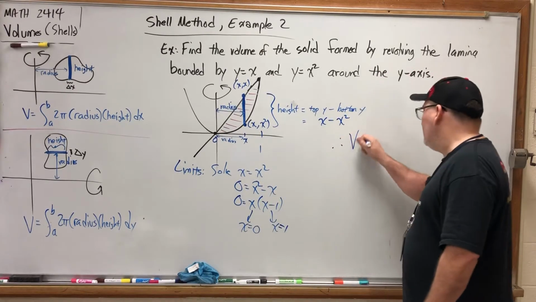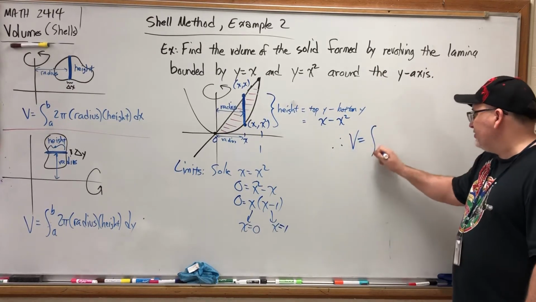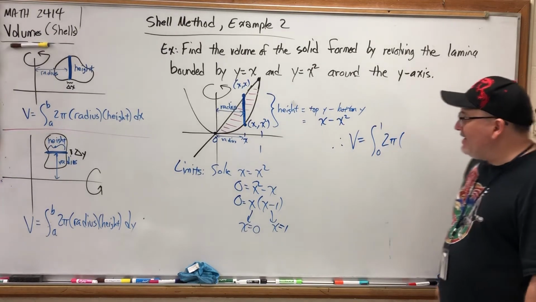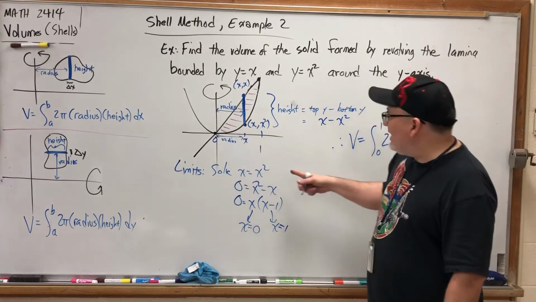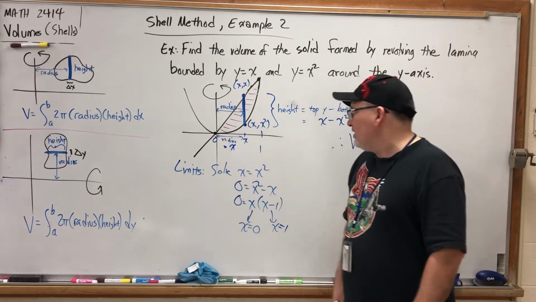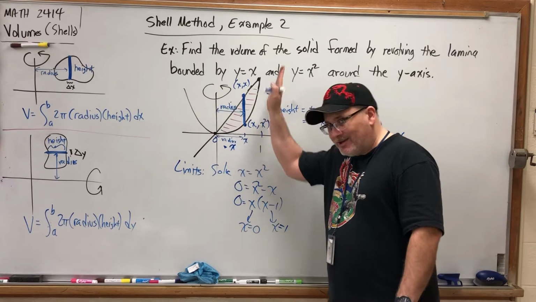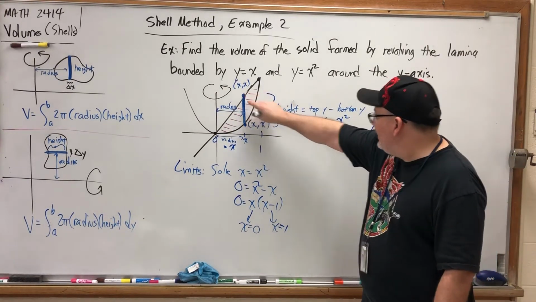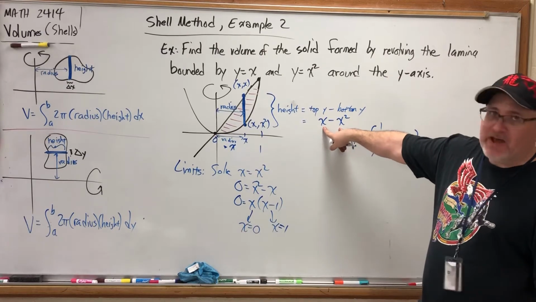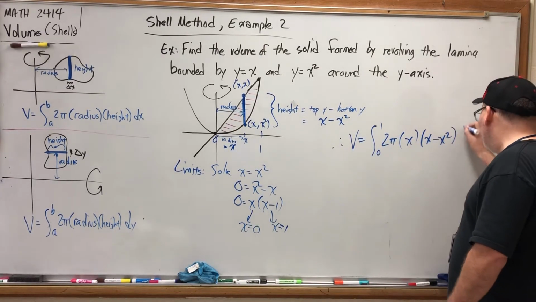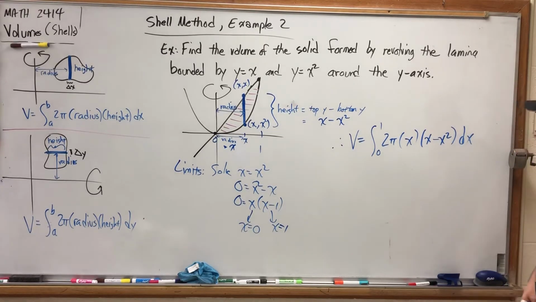Therefore, the volume will be the integral from 0 to 1 of 2 pi times the radius, which we didn't actually write down anywhere, but the radius is equal to just the x coordinate. That's the distance from the axis to the cut. Times the height, which was basically the top function minus the bottom function, times x minus x squared dx. And then it becomes a calculus 1 problem.